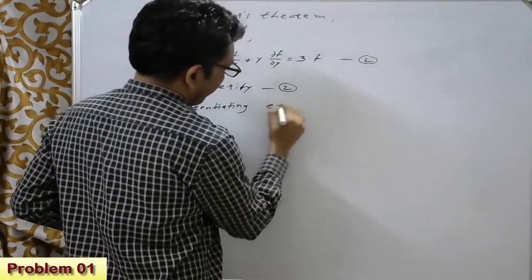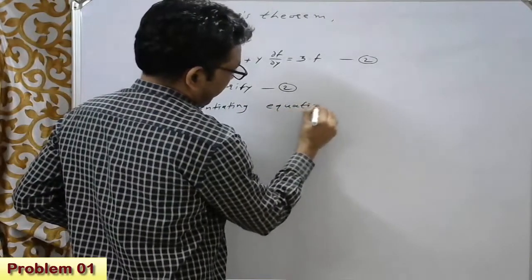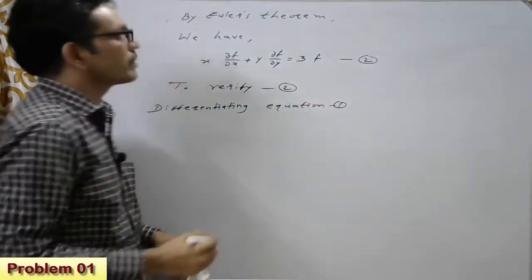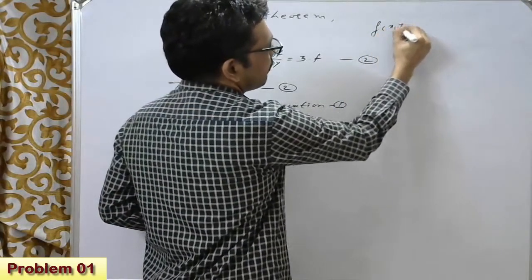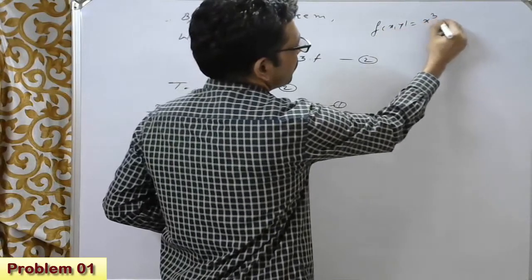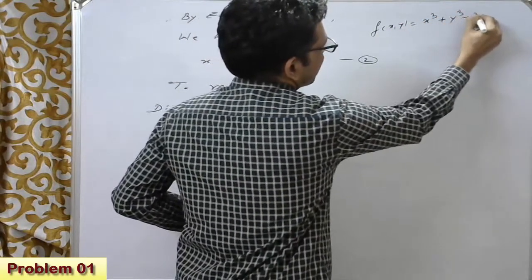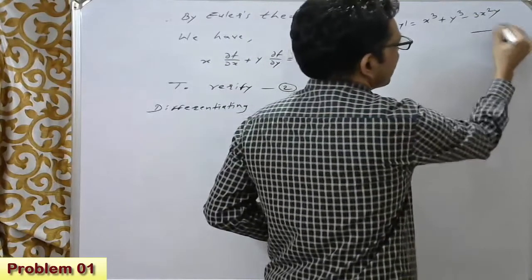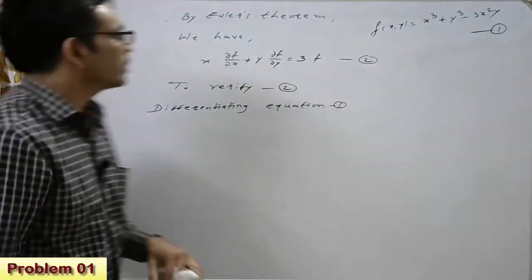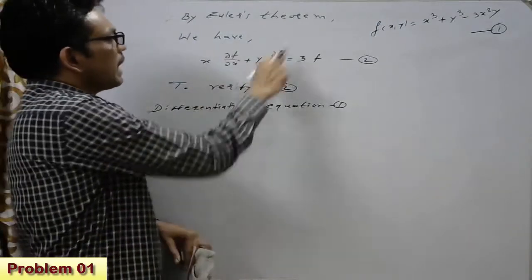Differentiating equation 1. What is our first equation? The function f(x,y) is equal to x cube plus y cube minus 3x square y. This is our equation number 1. Here, we are to verify Euler's theorem.